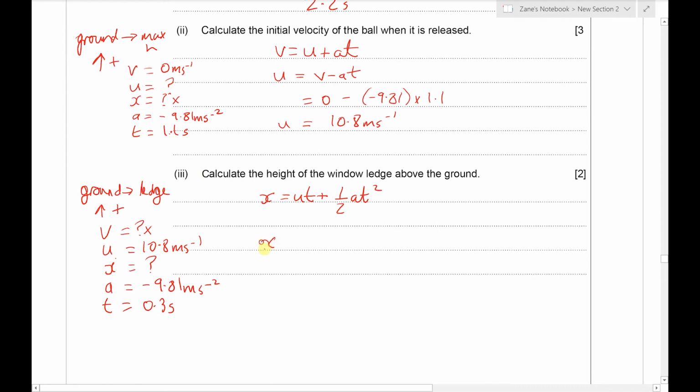So let's carefully put in the figures. 10.8 times t, which was 0.3 seconds, plus a half times minus 9.81 times 0.3 squared. And if we put those into the calculator, we'll get 2.80 meters. 2.8 meters will be fine.